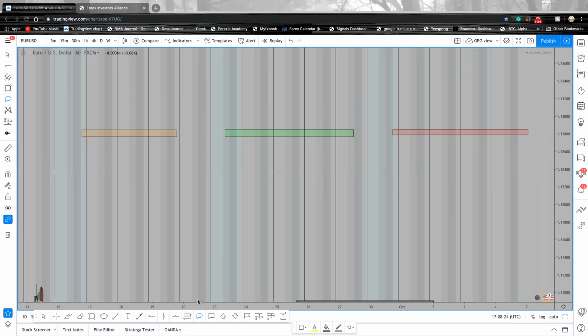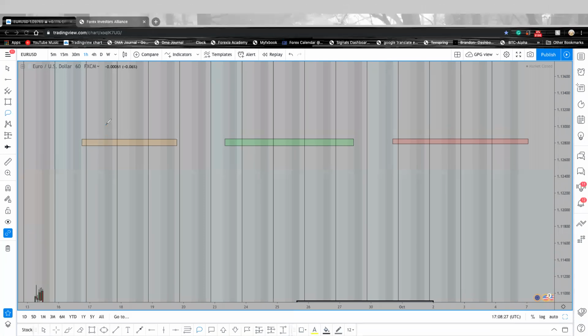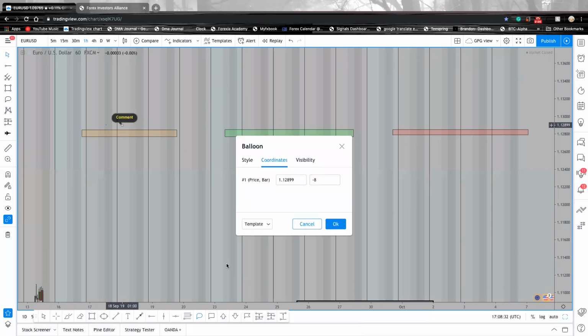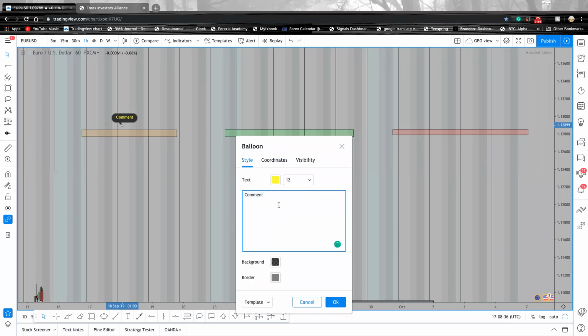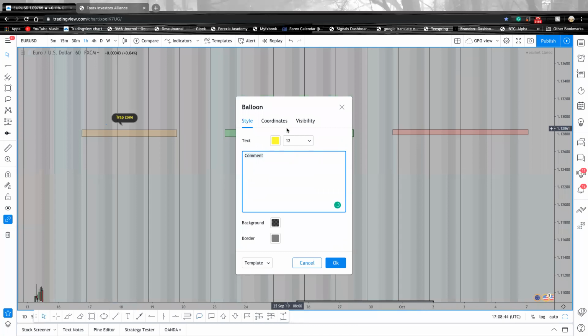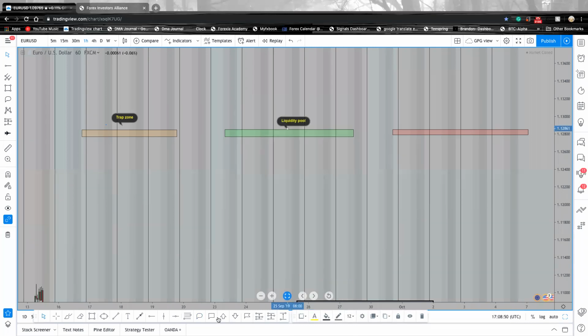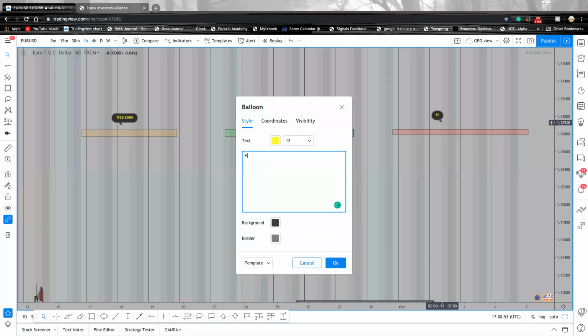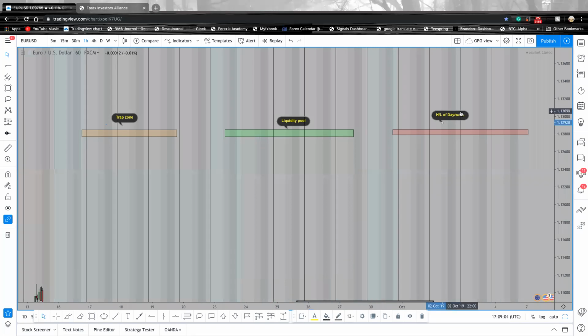All right, so the first zone we are going to look for is the trap zone. That's our first zone. And then we get another one, which is the liquidity pool. And then there is another one that is the high or low of the day or week, or previous day or previous week. You all should know it.